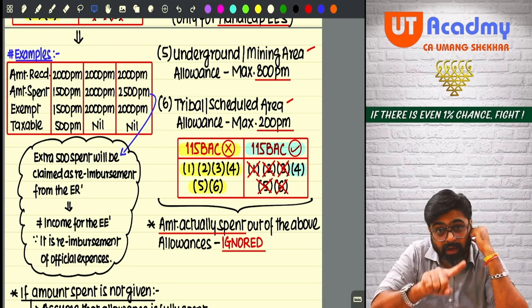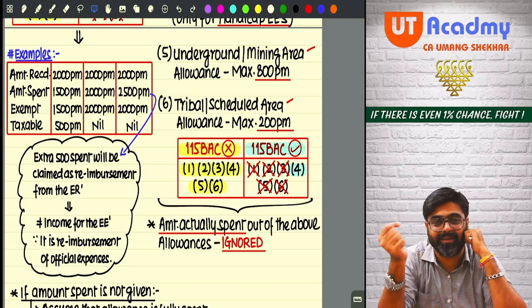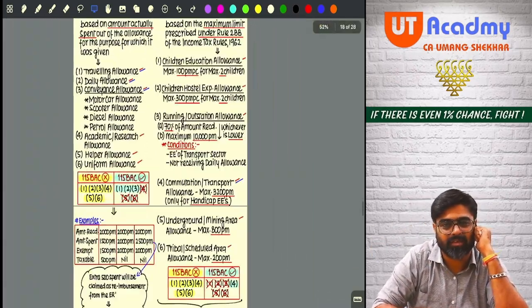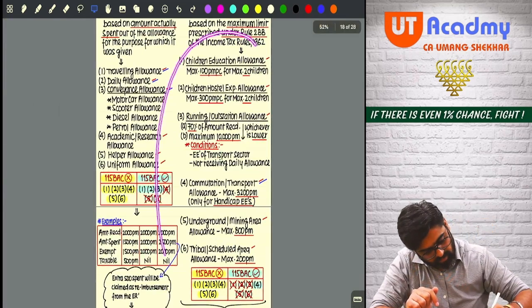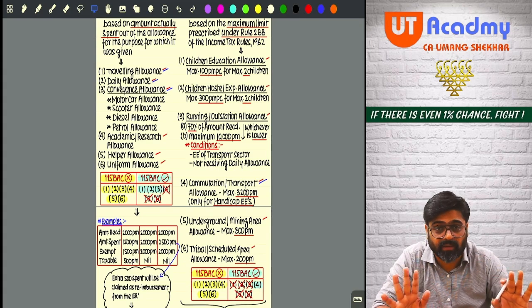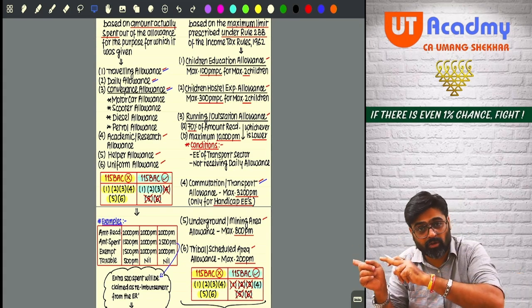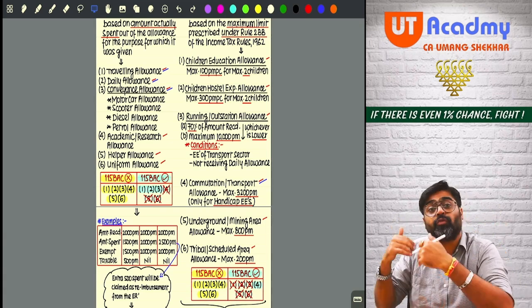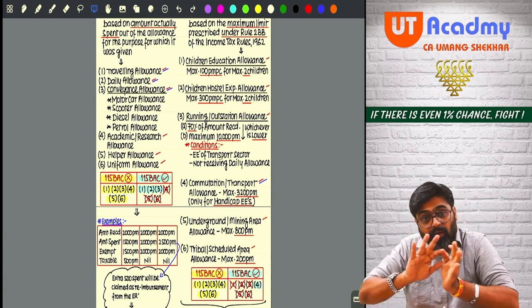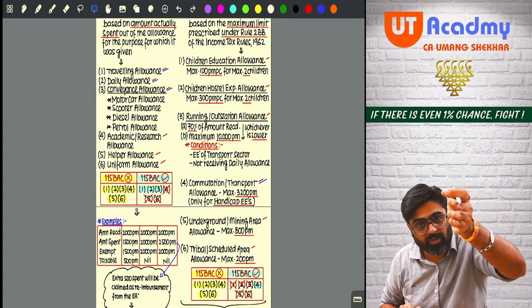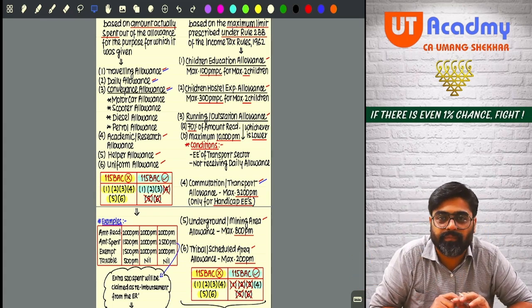Got it? Here you will see the amount spent. But in these six allowances, you are not going to see any amount spent. Even if the amount is not spent, you are going to get the exemption. How much? Maximum this much. Even if you spend the amount, forget the amount spent, ignore that, you are going to get the exemption to the extent of the limits only. Sure.